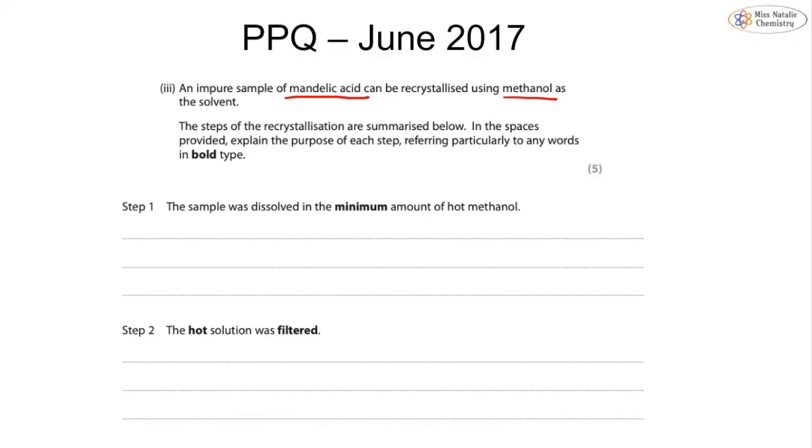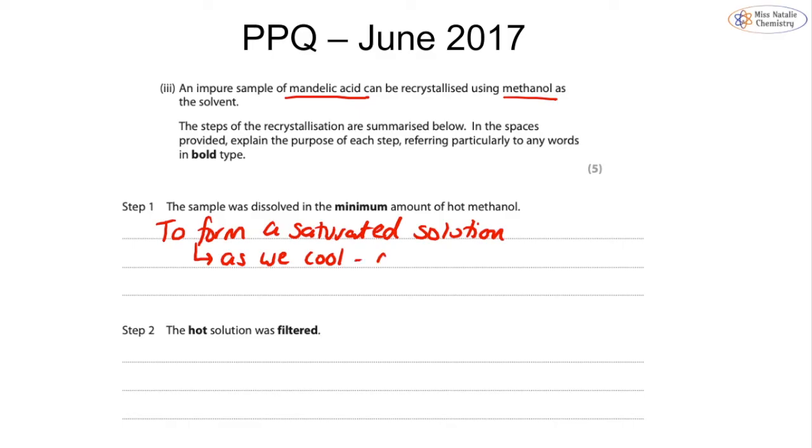So the recrystallization steps are summarised, and they're asking us to provide the purpose of each step, specifically referring to any words in bold. So step 1 is we want to dissolve the sample in the minimum amount of hot ethanol. So why do we want to do this? Well, that's because we don't want to have the sample being too dilute. We want to ensure that we're going to get lots of crystallization, and actually the main reason, the way that we would phrase it, is we want to form a saturated solution. If we have a saturated solution, it means as we cool, crystals will form.